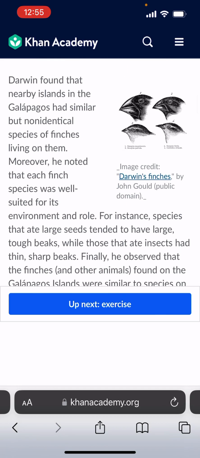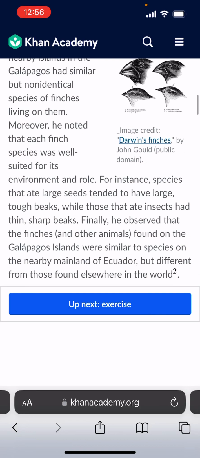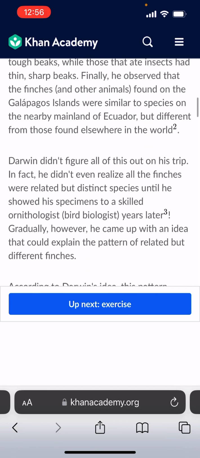For instance, species that ate large seeds tended to have large, tough beaks, while those that ate insects had thin, sharp beaks. Finally, he observed that the finches and other animals found on the Galapagos Islands were similar to species on the nearby mainland of Ecuador, but different from those found elsewhere in the world.